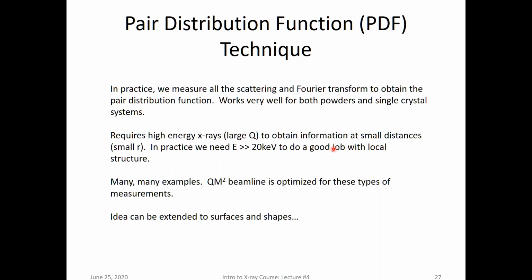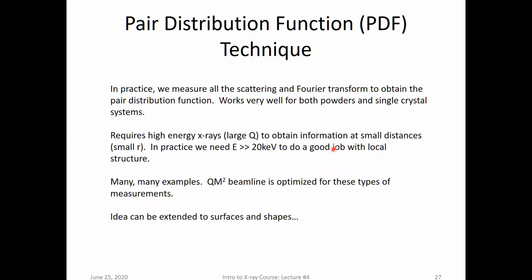It works really well both for powdered samples and for single crystal systems. It's a little harder if you don't have either a good powder or a single crystal. One of the reasons that we like it at CHESS is that this technique requires high energy X-rays. You need large Q values, because you're going to do a Fourier transform. So if you want to know what happens at small distances, you need to have large Qs. In practice, we need X-ray energies well over 20 kilovolts. People like to work at 30, 40, 50, 80 kilovolts to do a good job with the local structure.